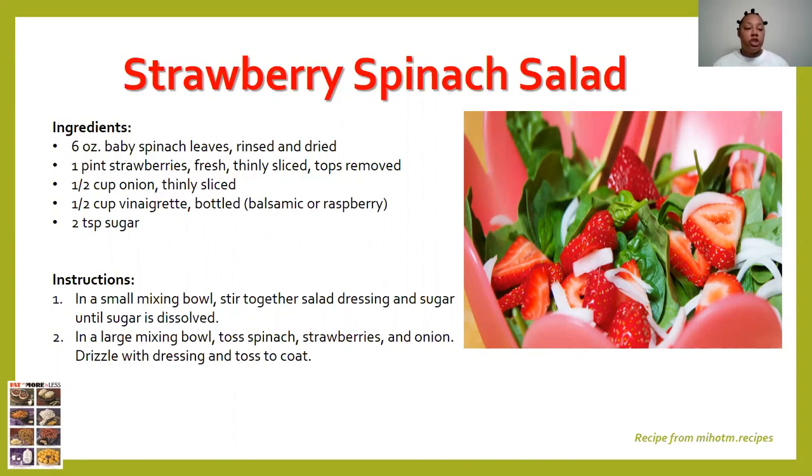And all you do here is in a small mixing bowl, you stir together the salad dressing and the sugar at first until the sugar dissolves. And then in a larger bowl, you toss the spinach, the strawberries, and the onions, and you just drizzle the dressing on top and toss to coat. Something real easy, real light. And it sounds like a very nice salad. And guess what? It has fruits, it has vegetables in it, and it's really good, and it's filling, and it's a healthier option than grabbing a bag of chips or some candy or things like that.